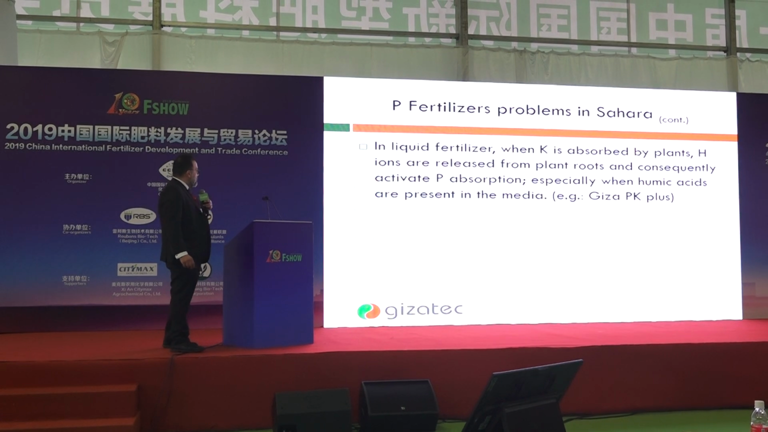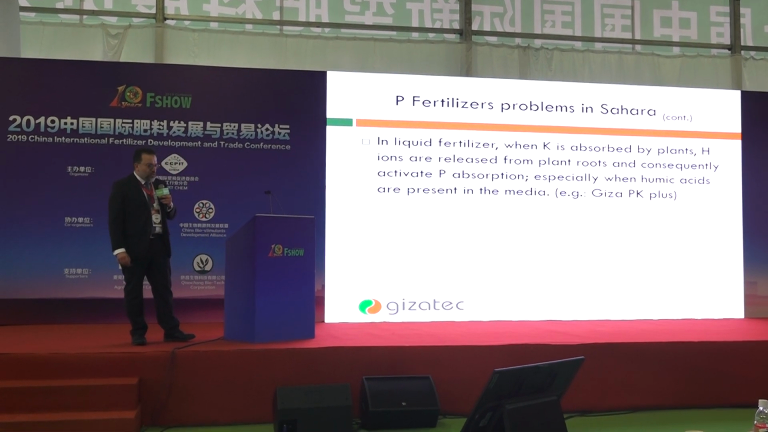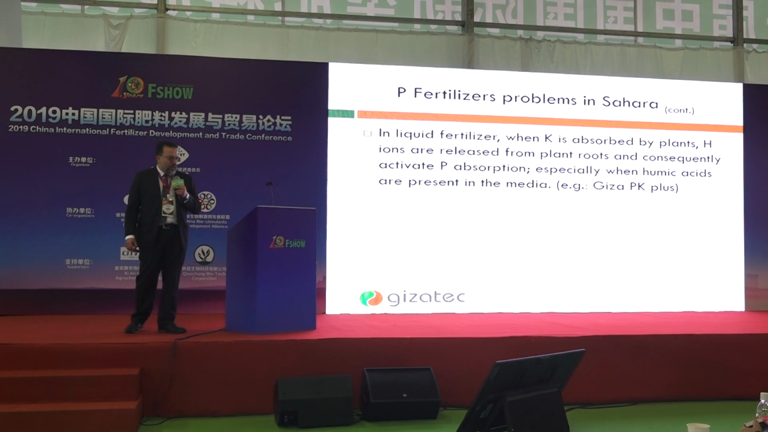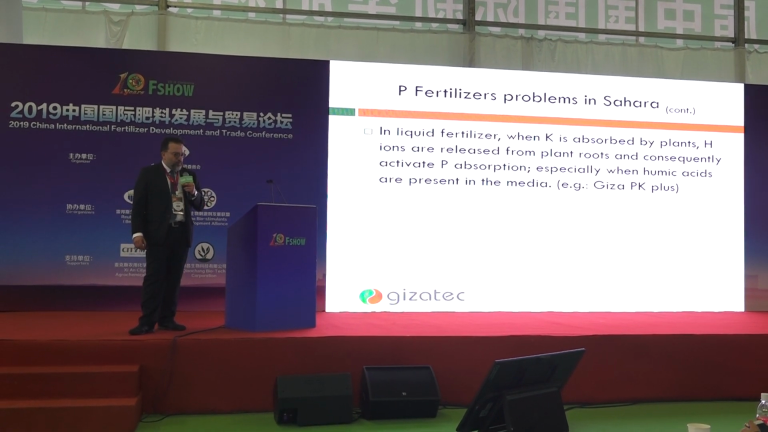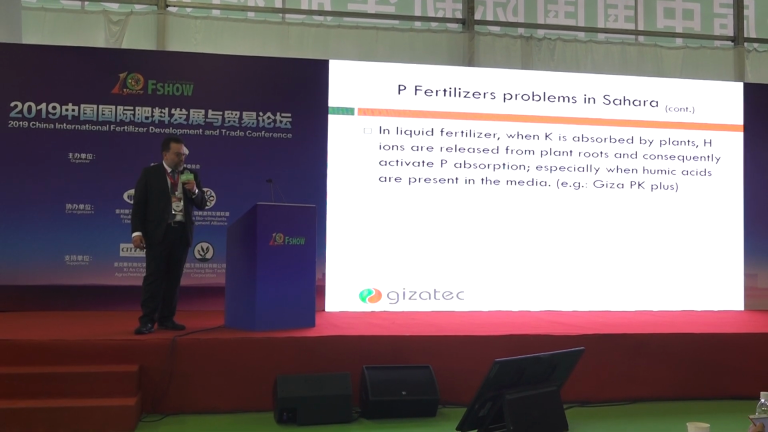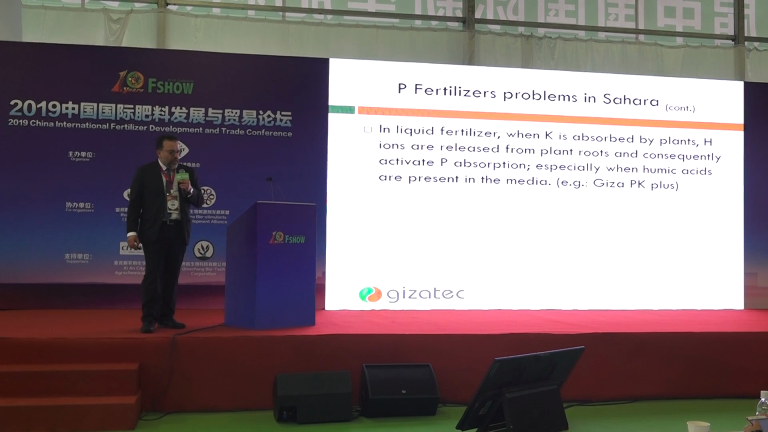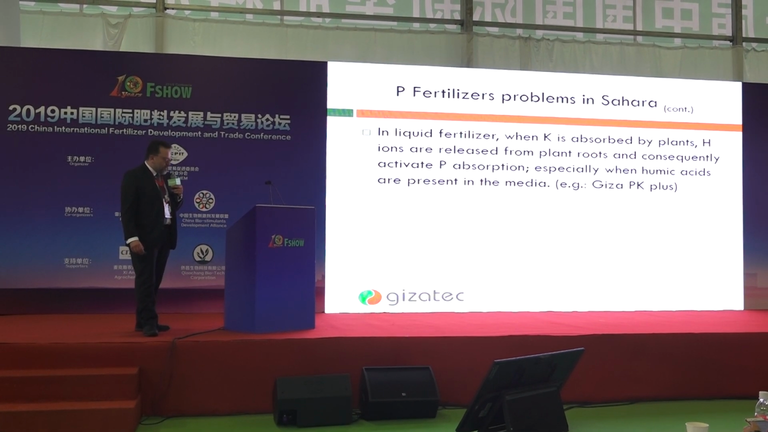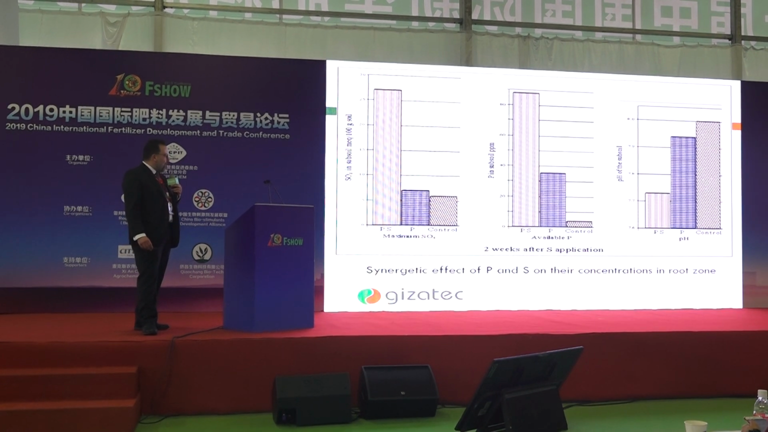Phosphorus fertilizer problem in Sahara. In liquid fertilizers, when potassium is absorbed by plants, hydrogen ions are released from plant roots and consequently activate phosphorus absorption, especially when humic acids are present in the media, like ESA-PK+.